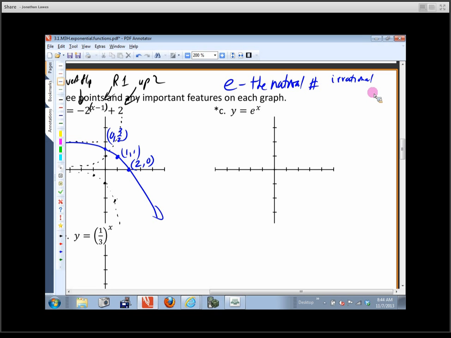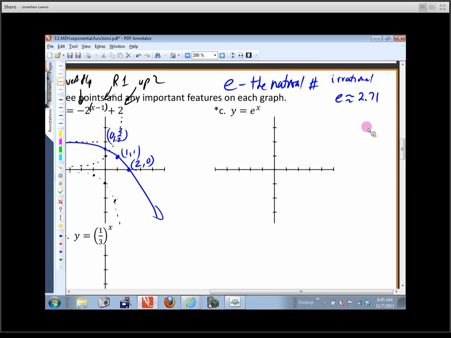E is called the natural number because it comes up a whole bunch in natural situations. It just naturally arises in developing different formulas and stuff like that. Okay, some areas are population growth, interest formulas, and different things like that. This is called the natural number. It is approximately, although not exactly, 2.71. That's roughly what it is.